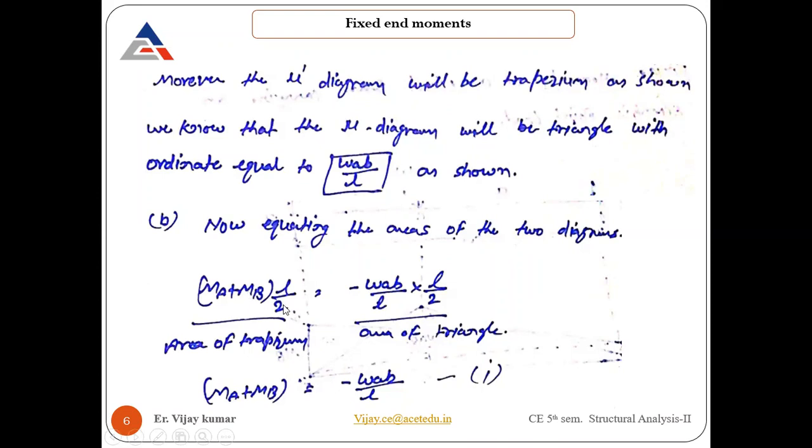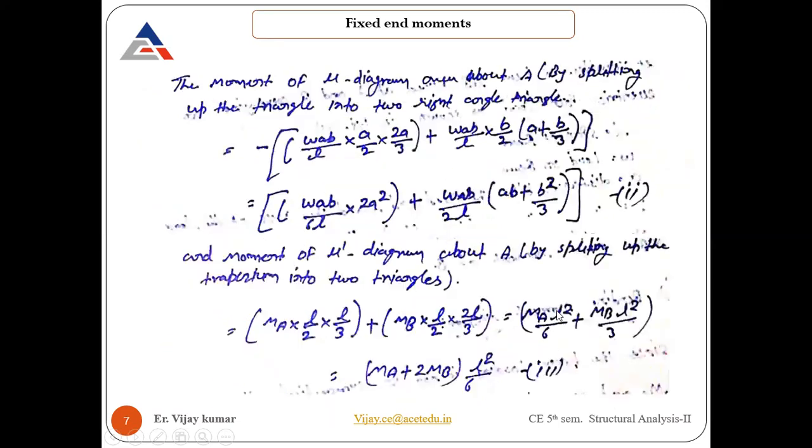So after solving it, what you will get, these two will be cancelled out. Then L is also going to be cancelled, and we are left with MA plus MB is equal to minus WAB by L. This is equation number 1. So up to this point, I hope everybody knows what we just did. After doing so, what I need to do is take the moments about any of the points to solve that problem. It's a bit of a difficult problem, kind of. We have to go with the procedure that we are required to follow here.